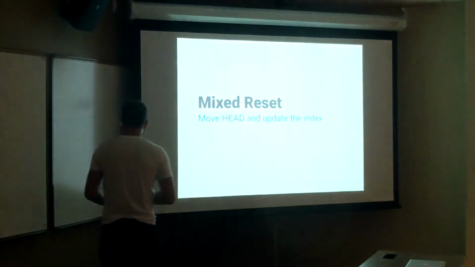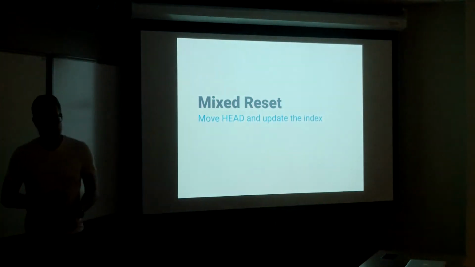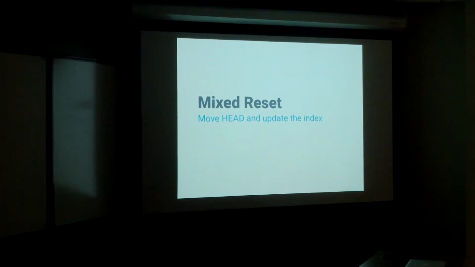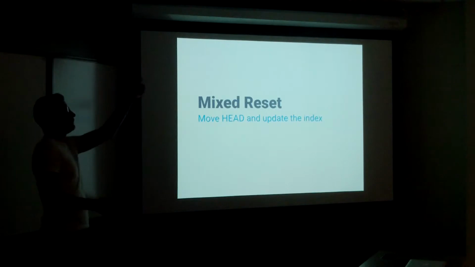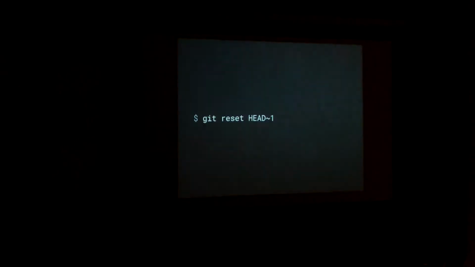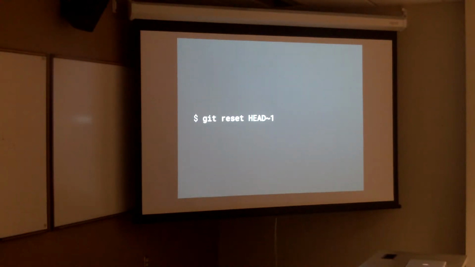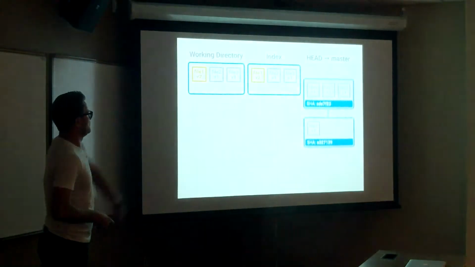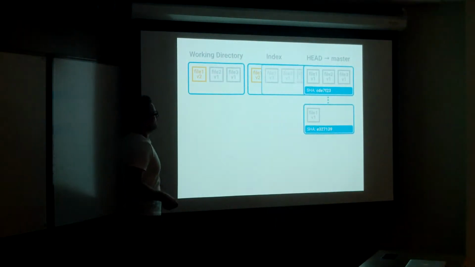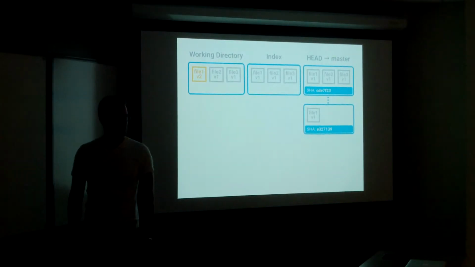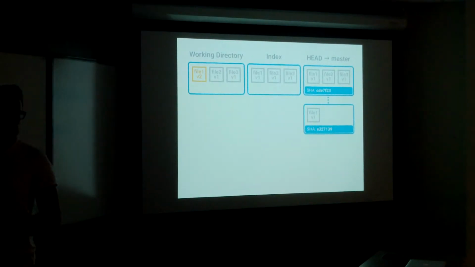Okay. So a mixed reset. What does a mixed reset do? Well, a mixed reset moves head, and it updates the index. So a mixed reset goes the opposite way. Well, it continues flowing back to where we started from. So if we git reset HEAD~1, the exact same thing we did with soft, just without the --soft. Remember, mixed is the default. It looks like this. So we copy the SHA, and then we copy that tree to the index. That's exactly what a mixed reset does.